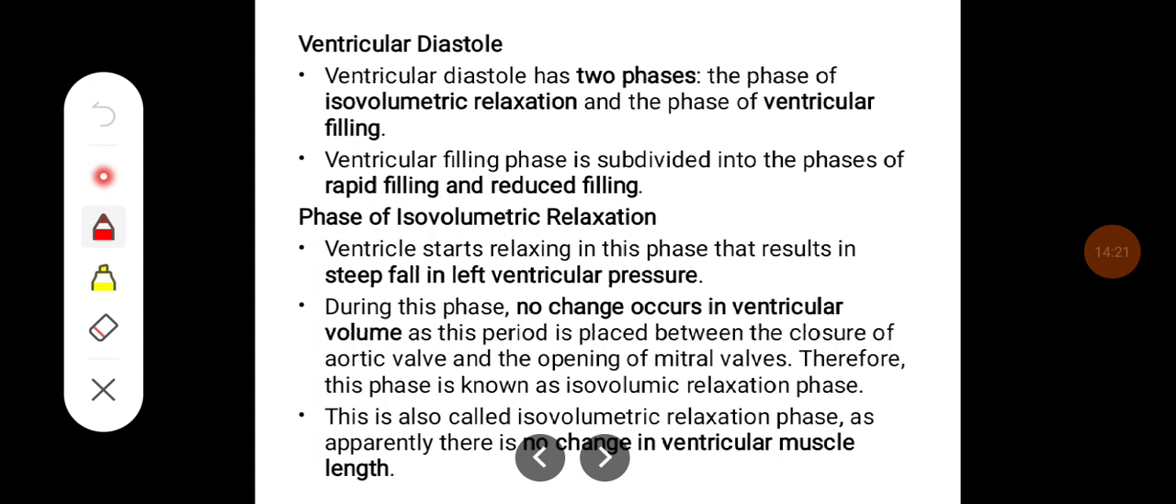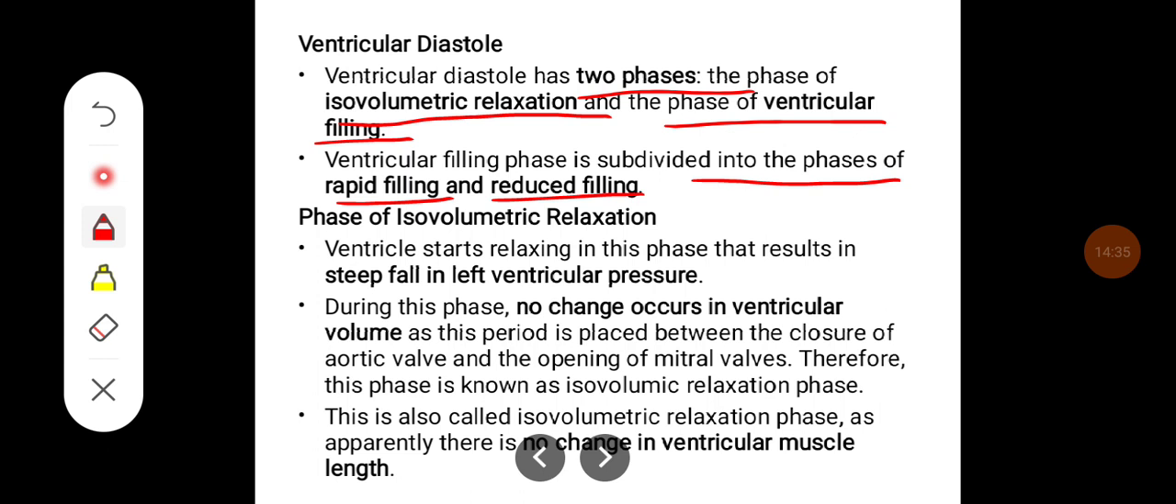Then coming to ventricular diastole. The ventricular diastole has two phases: the phase of isovolumetric relaxation and the phase of ventricular filling. The ventricular filling phase is subdivided into the phases of rapid filling and reduced filling. The phase of isovolumetric relaxation: the ventricle starts relaxing in this phase, which results in a steep fall in the left ventricular pressure.